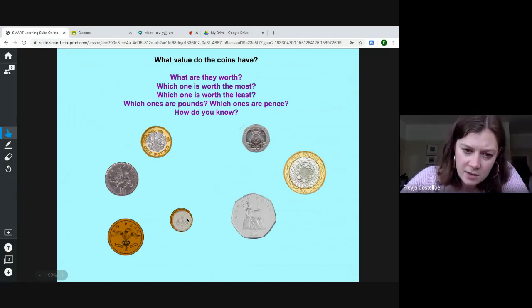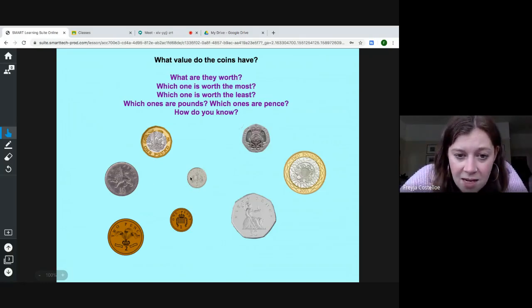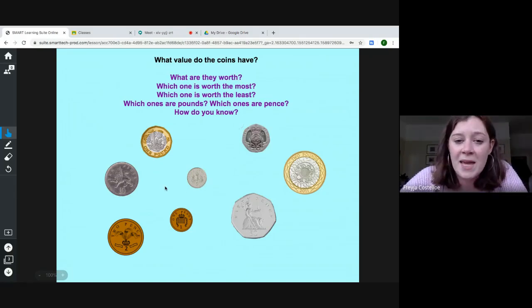Look, it's smaller. If I put it on top of that one, you can still see it. So that is my smallest coin, so I think that's probably worth the least amount. But if we look closely, and I bet some of you are disagreeing with me, we can see that it says 5p on it, and it has the number 5. Okay, so that is our 5p.